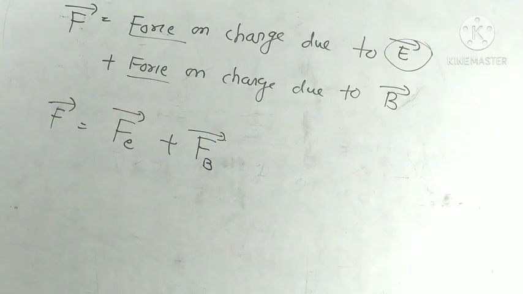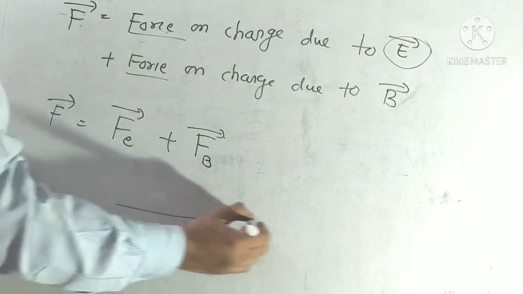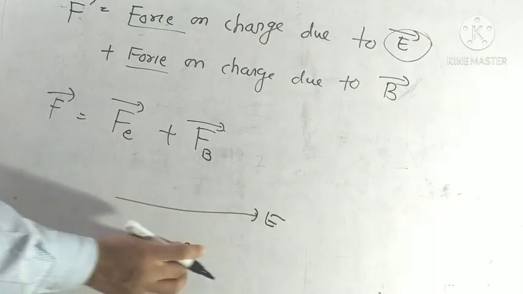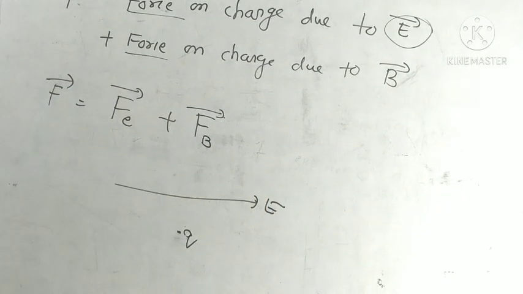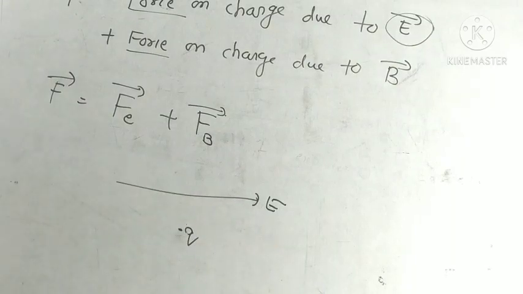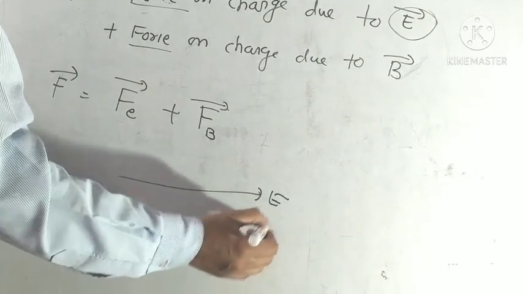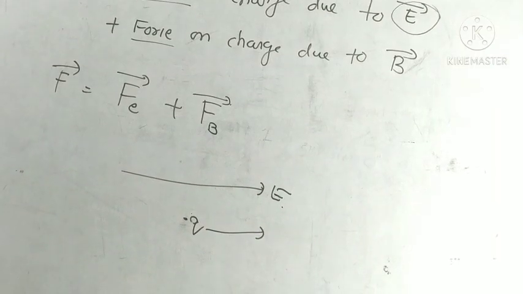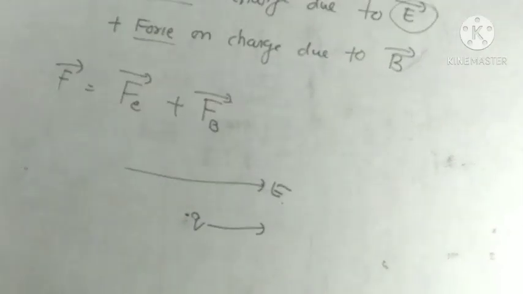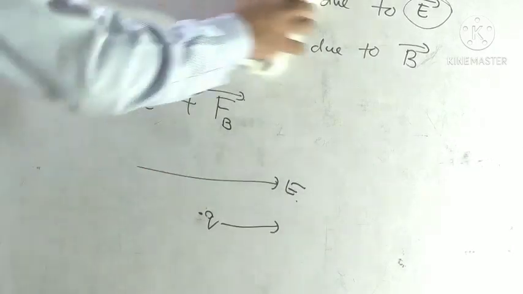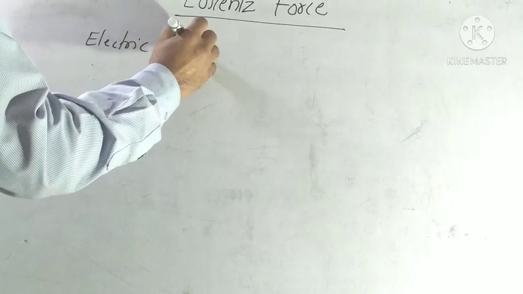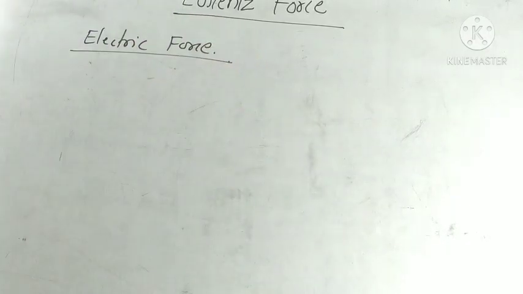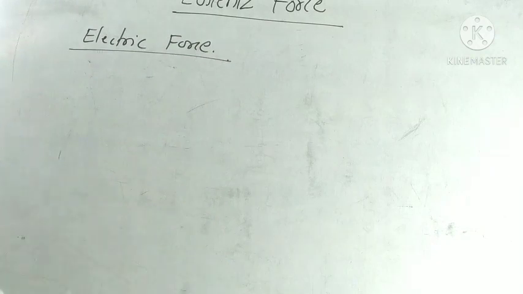We have already read that when we place any charge in an electric field, a force is applied to that charged particle, due to which it starts moving, and the direction of the force is along the direction of the electric field. So now we first see the electric force. Due to the electric field, we define the electric force on this charged particle here.